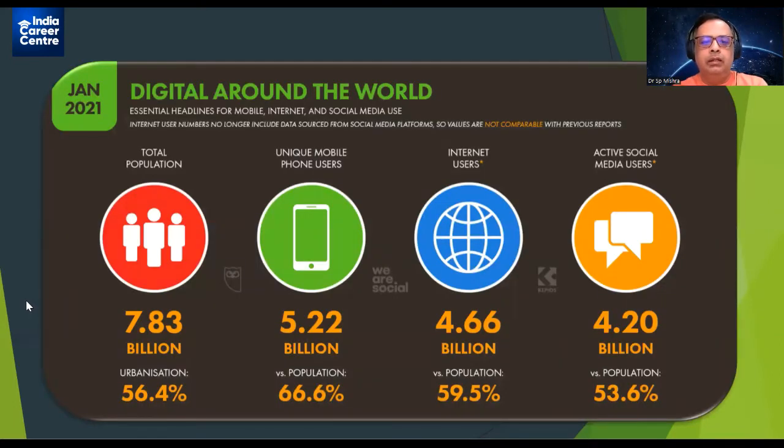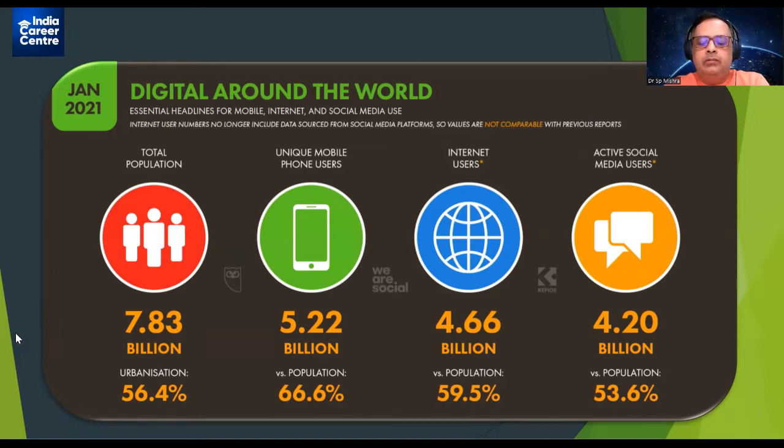If you look at this chart, this is a report of 2021. As per this report, the world has 7.83 billion people overall, and out of that, around 56% is basically the urban population. And out of this population, 5.22 billion people have unique mobile numbers. Of course, the number of connections are much more than that, but total number of unique connections are 5.22 billion, which is about 67%.